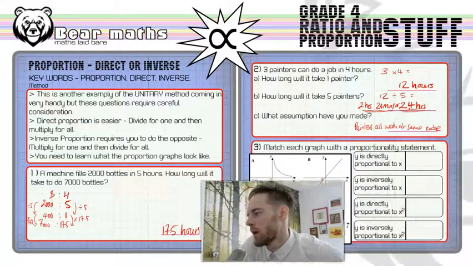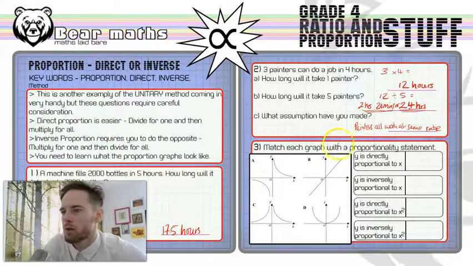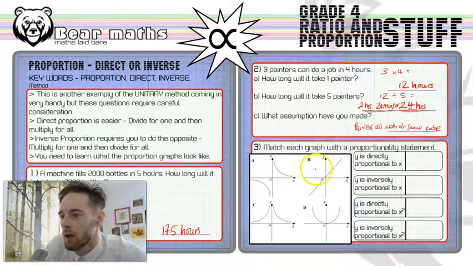Let's have a look at the third question then. It's going to match up the graphs with the proportionality statement. Now I'm just going to tell you which ones are which. Graph B is the one that you should recognize first off, and this is a direct proportion graph because it starts at 0, 0. Either way you look at it, it goes through the origin. That one is direct proportion, so y is directly proportional to x. That is graph B.